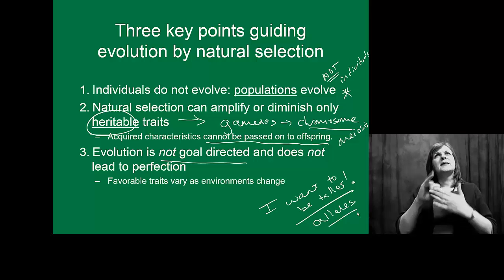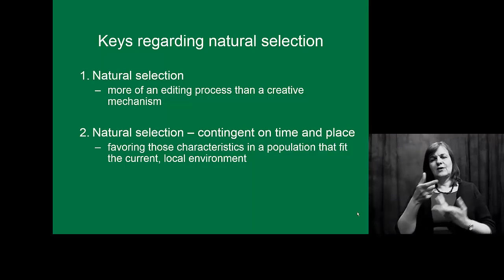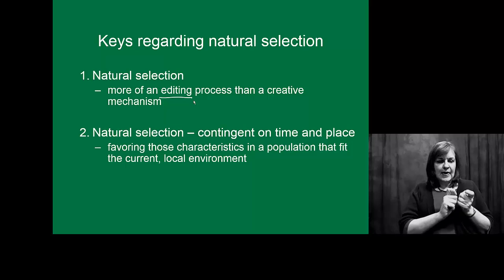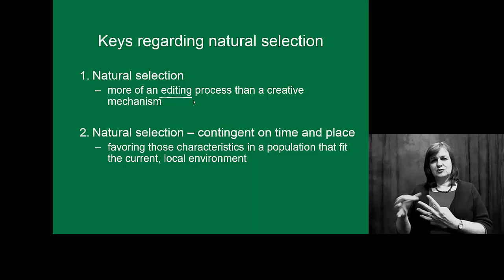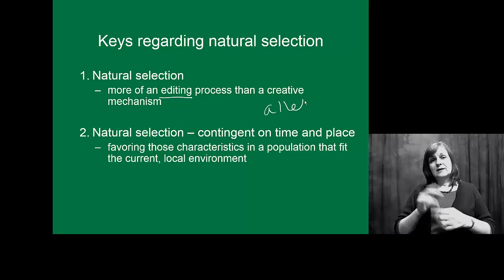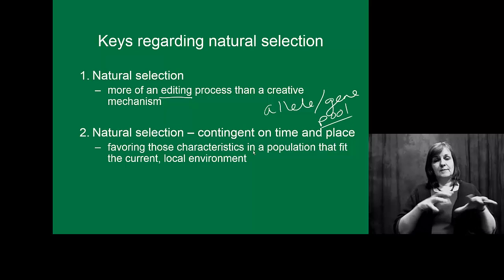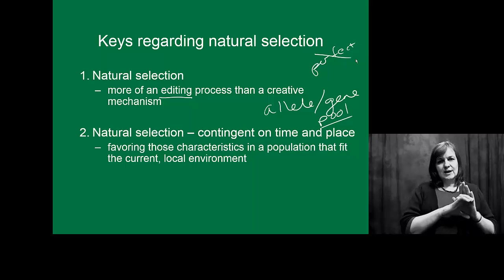Here's a prime example. When we look at natural selection, we have to think about it as an editing process. Okay? This is not you're going to dream up the best organism you possibly can and evolution will get you there. It's not going to happen. You have to edit the allele or gene pool that you already have. So by that, things are not going to be perfect. Perfection is not an option here.